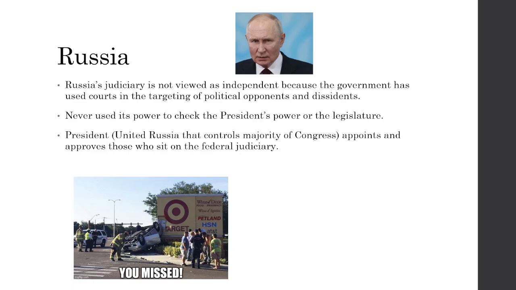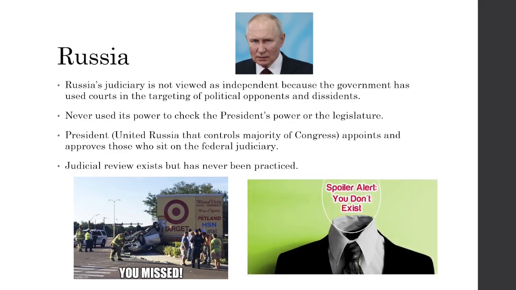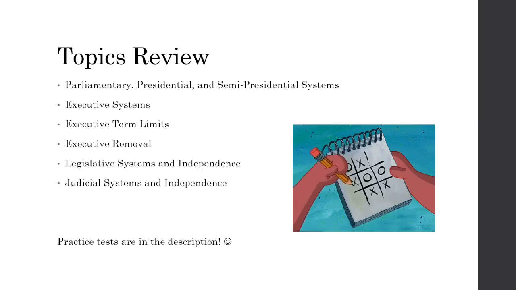The president, who is part of United Russia that controls the majority of Congress, appoints and approves those who sit on the federal judiciary, so lack of independence there. Judicial review exists, but it hasn't been practiced. Yeah, just doesn't exist. All right, let's review our topics from this unit.